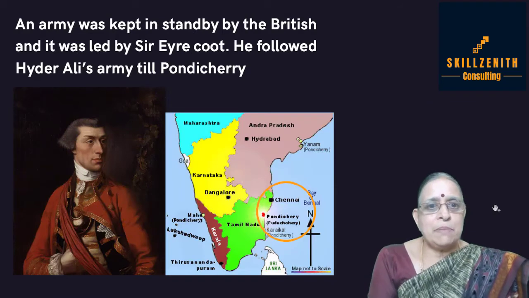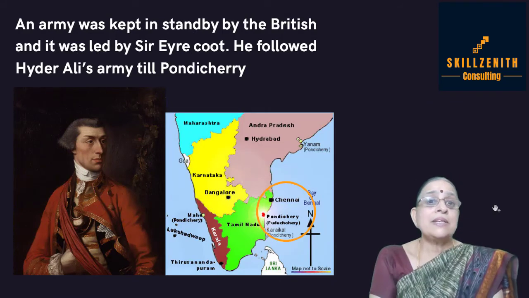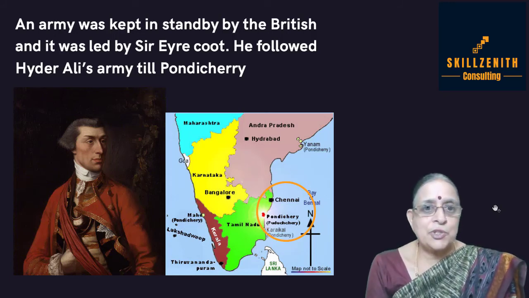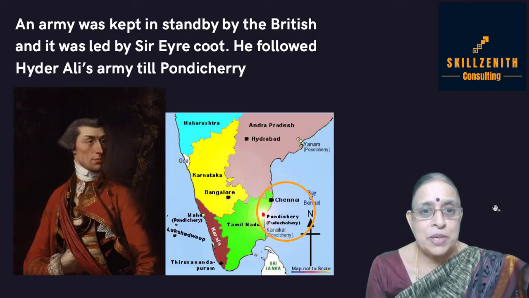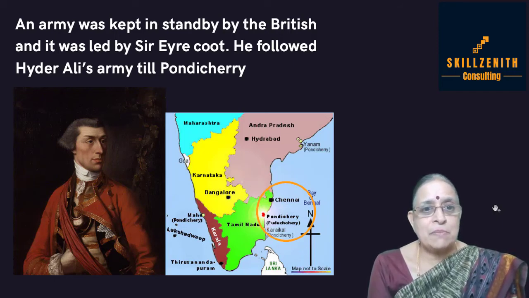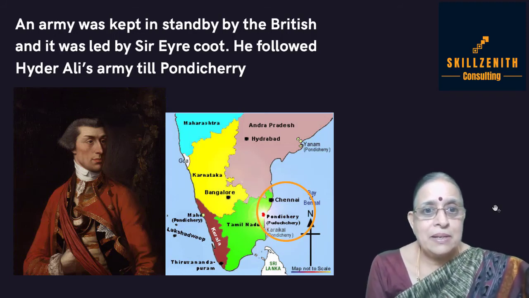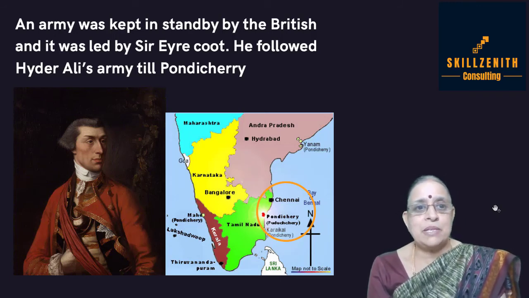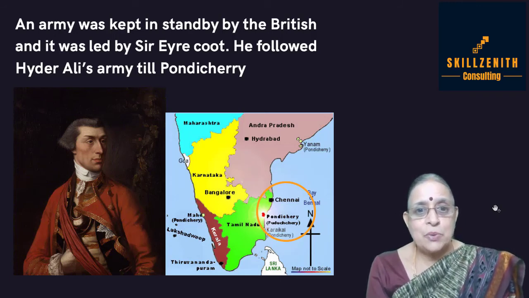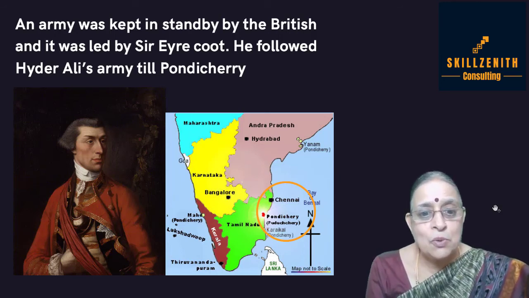An army was kept in standby by the British and it was led by Sir Aircourt. Reservation ಅಂತ. So an extra army was stationed by the British. The leader was Sir Aircourt. He followed Hyder Ali's army till Pondicherry. ಅಲ್ಲಿ ತನಕ will go up to Pondicherry.